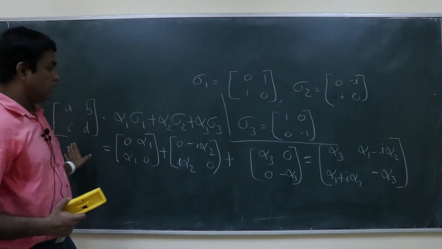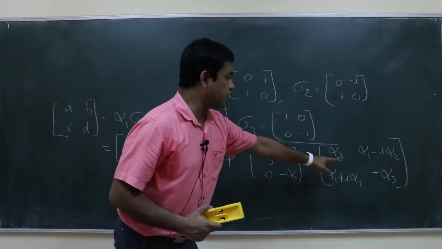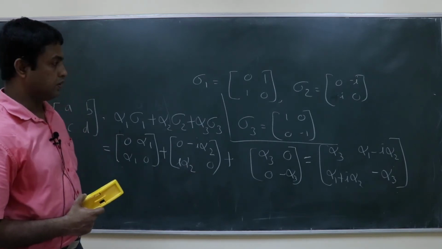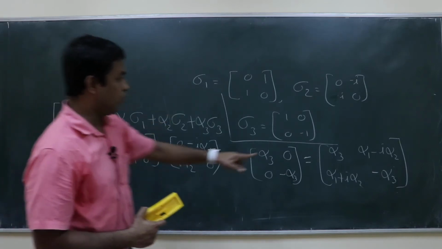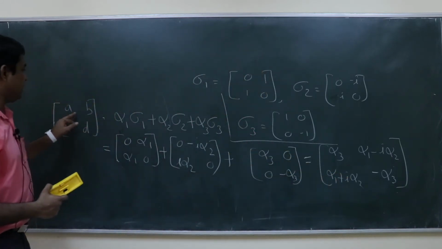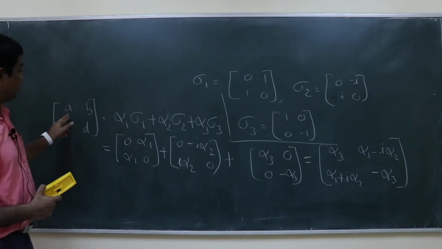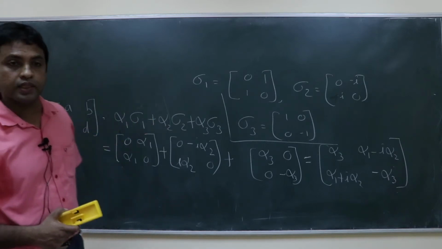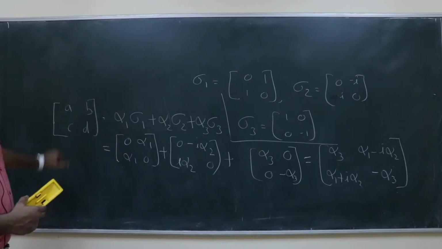So, if that is the case, alpha 1, alpha 2, alpha 3 are in general complex numbers, right. So, can I find alpha 1, alpha 2, alpha 3 in such a way that I can uniquely find A, B, C, D in terms of them? Can I uniquely write down A, B, C, D in terms of alpha 1, alpha 2, alpha 3? Is it possible? For any general A, B, C, D.